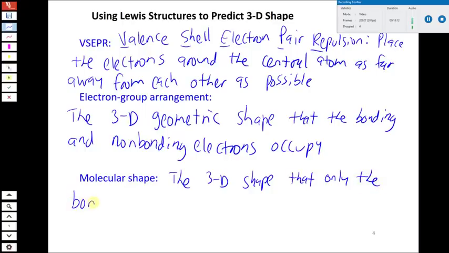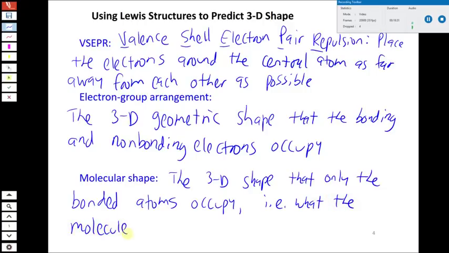The atoms that are bonded to each other occupy some shape. As we'll see, the lone pair electrons influence the shape, but the molecular shape basically ignores them when we're defining that. You can think of this as what the molecule looks like. We put all of the atoms in the right position, and we say, what does that shape look like? That's the molecular shape that just considers the atoms that are bonded to each other and not the locations of any lone pairs. Okay? So those are the two things we'll ask you, and we're going to learn how to do this today, of course.